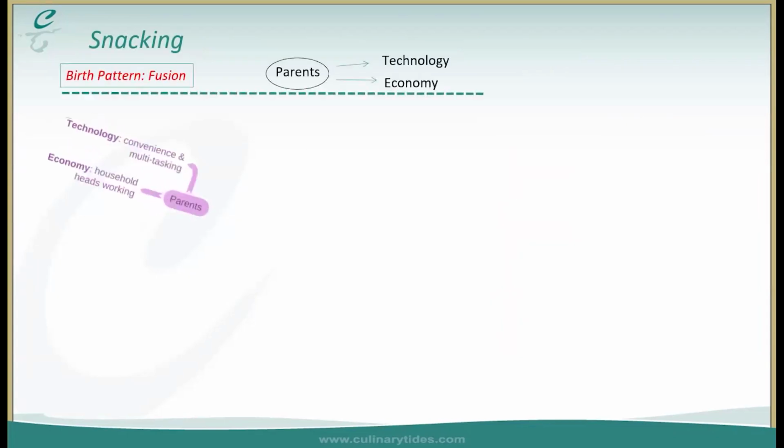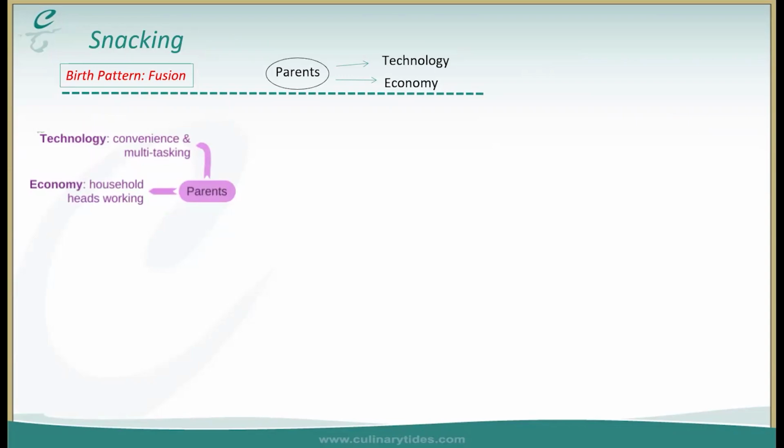Let's look at snacking. First of all, snacking is a complex birth. It's called a fusion birth pattern because it has more than one parent. So think of the trend as the child, but the parents are really, where is this thing coming from, right? Parents include technology, so consumers wanting convenience, multitasking, and economy, also two household heads working or single households, but also think of the economy where they are now skipping meals. So they're turning to snacking to be the meal, right?